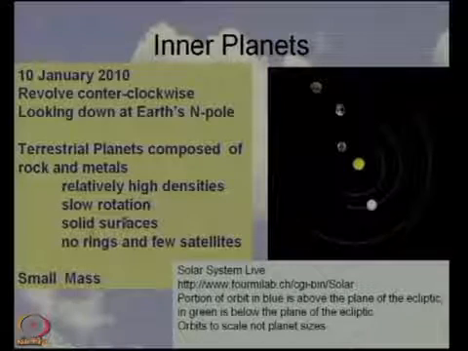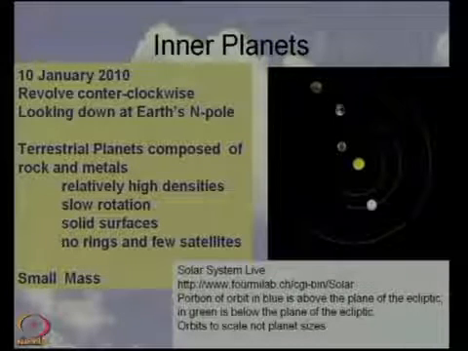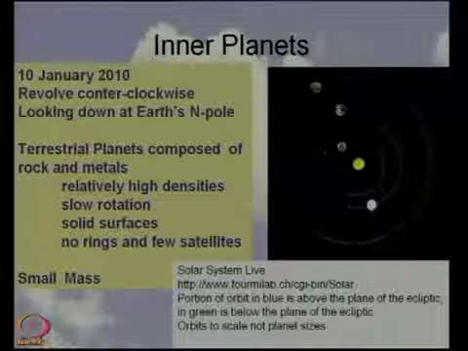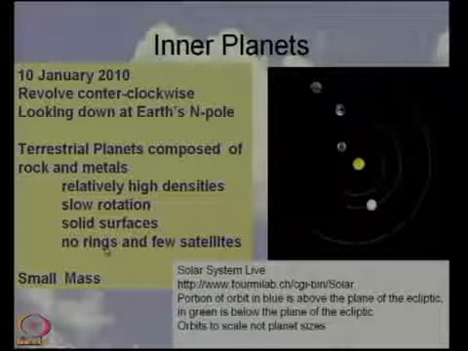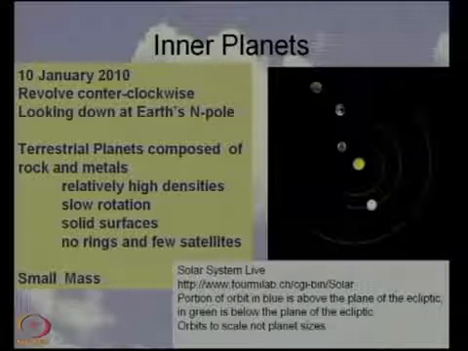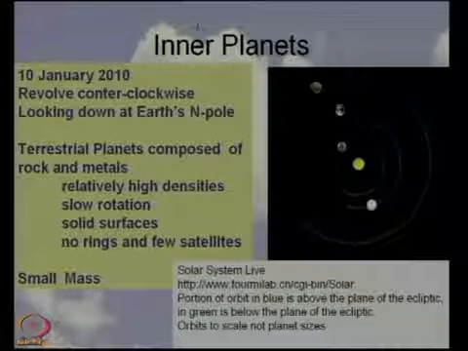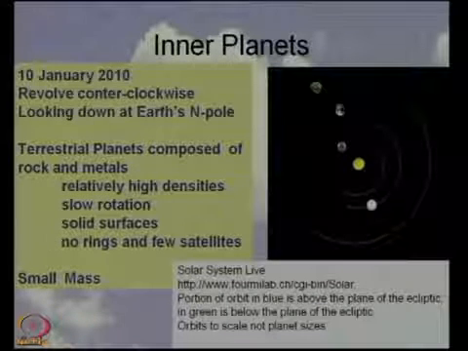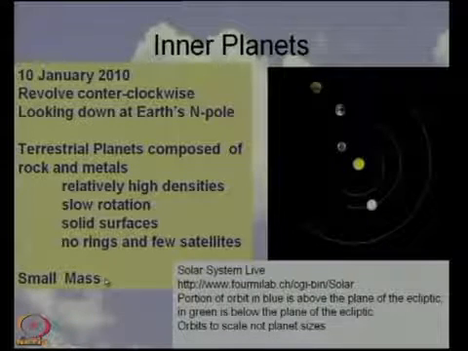They have slow rotation, and the surface of these planets is solid, and they have no rings and few satellites. The Earth, for example, has one satellite, the Moon. So, all of these planets are solid, they rotate slowly, and they have few satellites and no rings. They are also the small mass planets, so they have small mass, all of these planets.